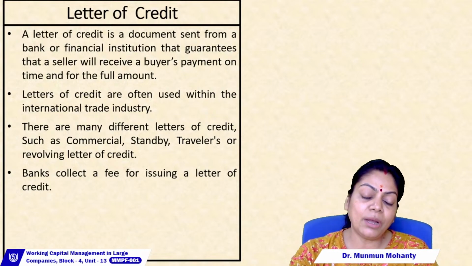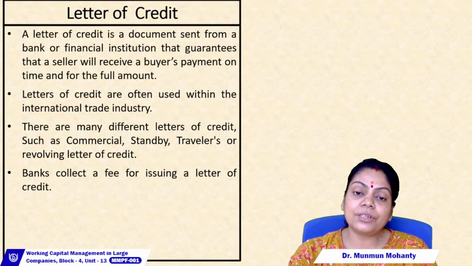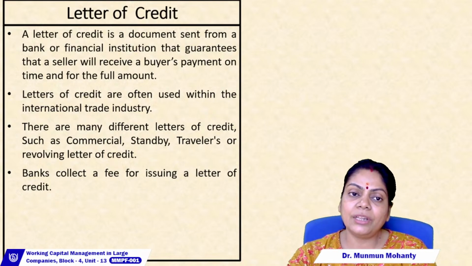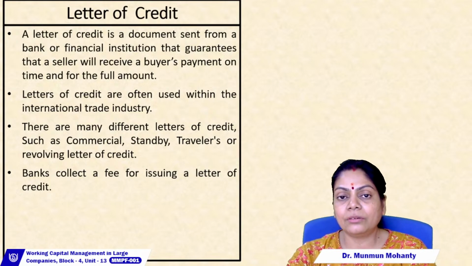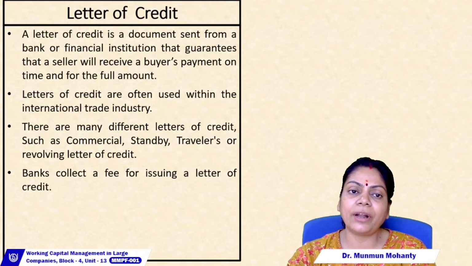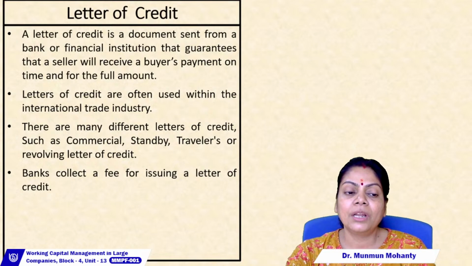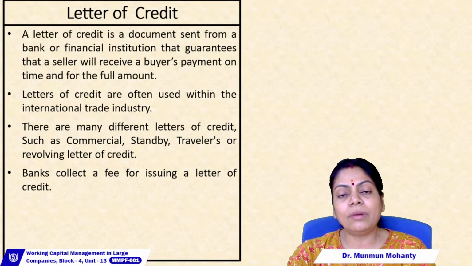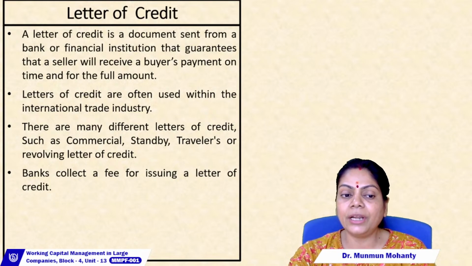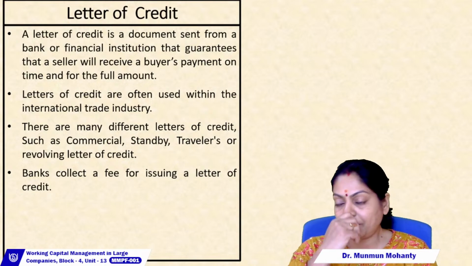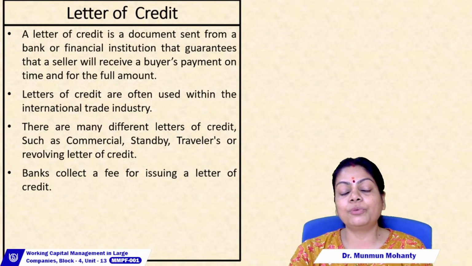These are called the standby letter of credit. You can have travelers letter of credit. You can have revolving letter of credit, wherein there is a continuous requirement. Continuously the letter of credit stands guaranteed for a continuous flow of credit. Now, the reason why banks take guarantee and issue this kind of letter of credit is because they will collect a fee for issuing it. So this is the bank's income for issuing a letter of credit.